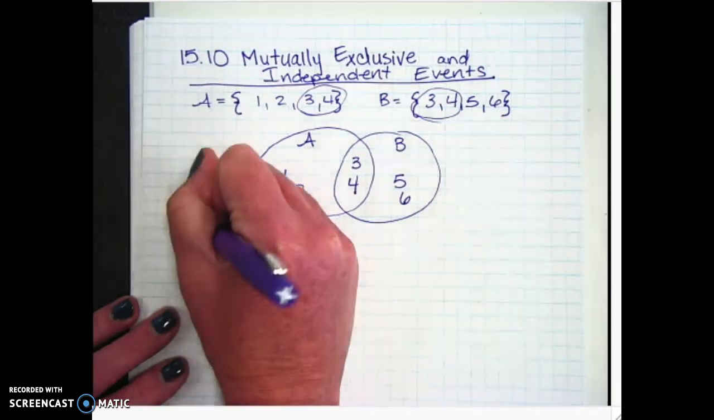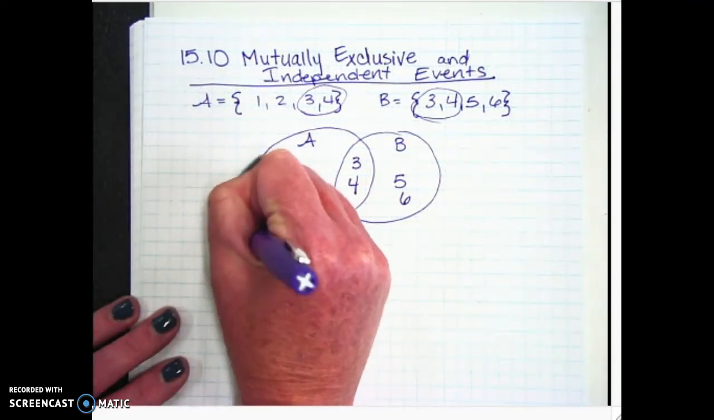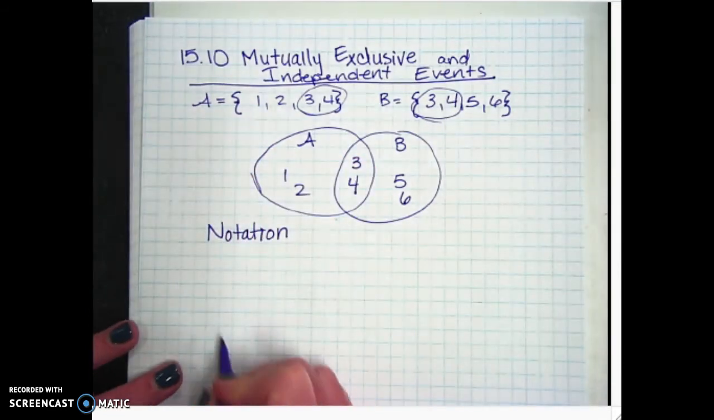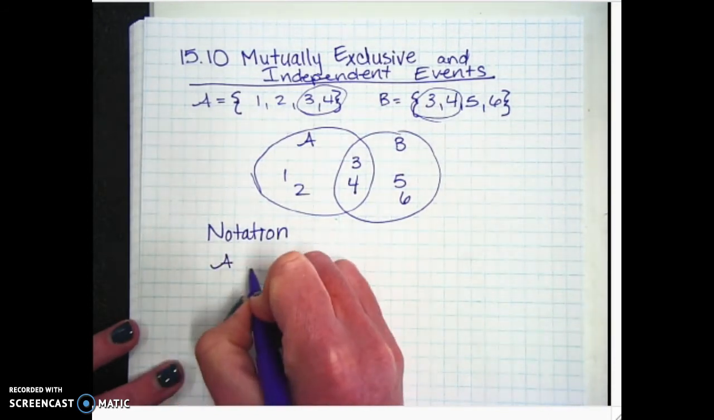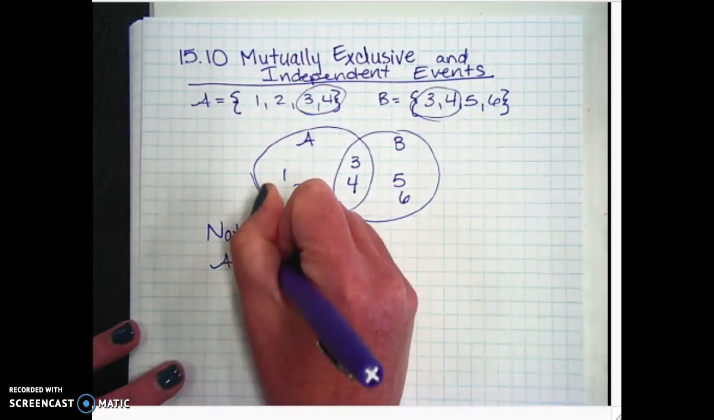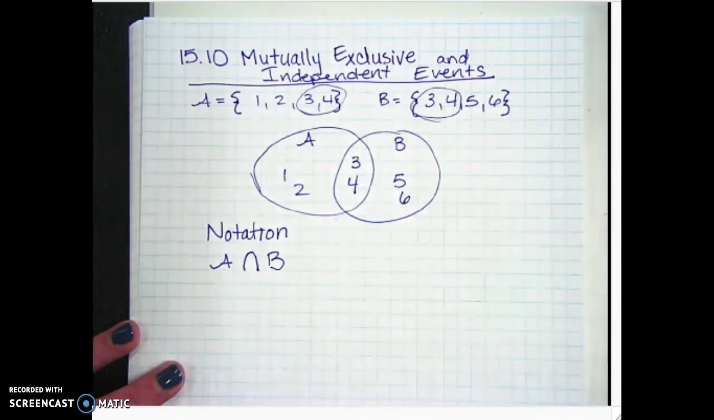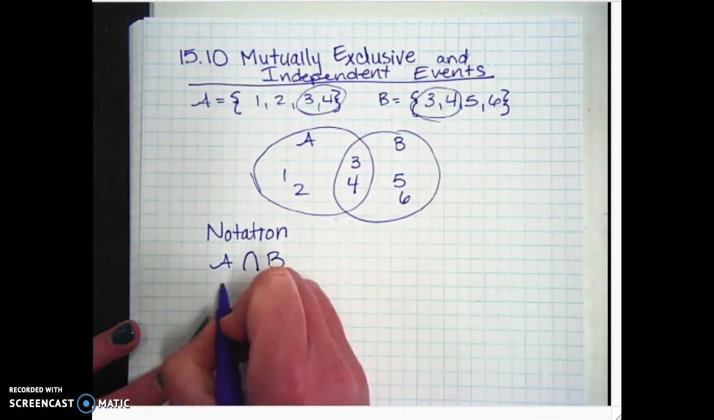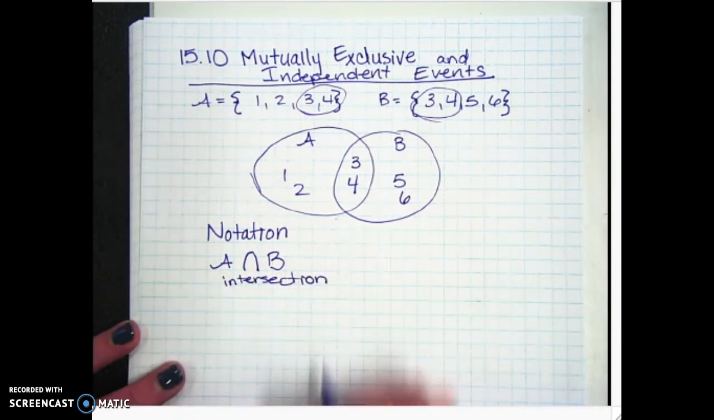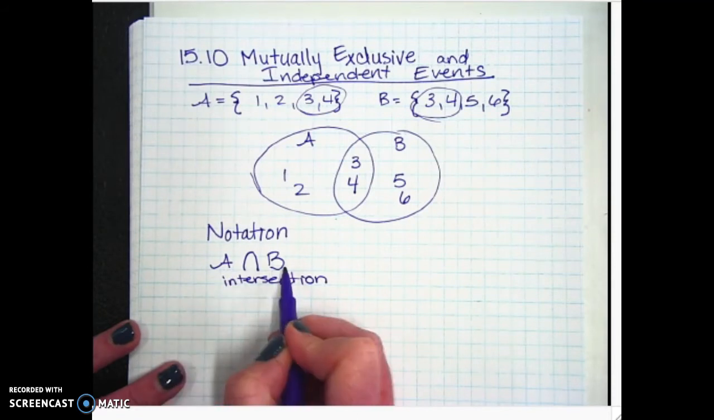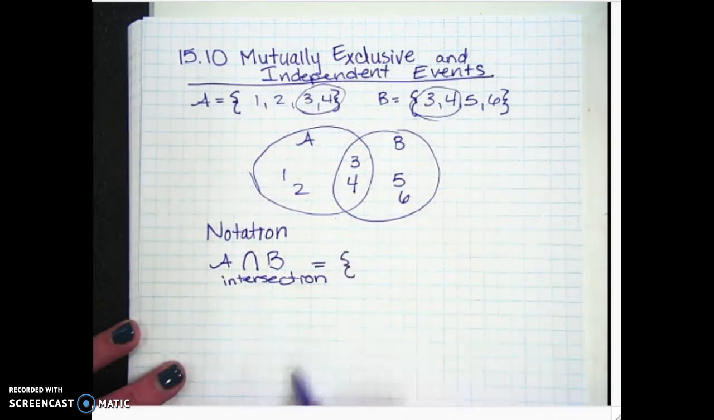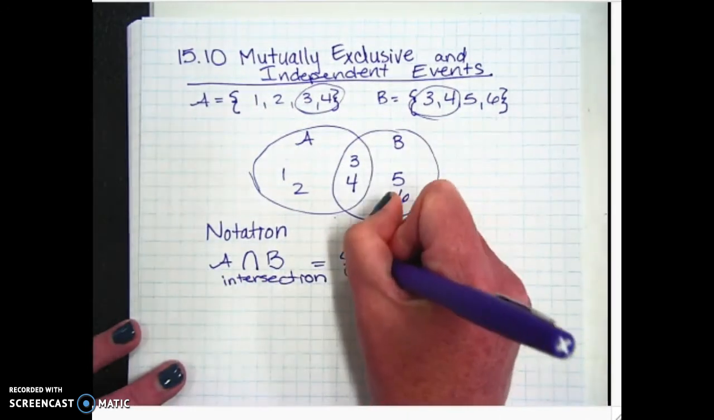And so we're going to talk about their notation, how they're going to classify this. So if you see A with this upside down U, does anybody know what that one is called? It's called the intersection. The intersection of A and B. And so you would say the intersection of A and B is what? We already pointed it out. It's just 3 and 4, right?